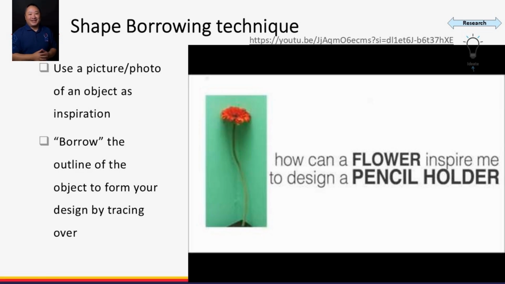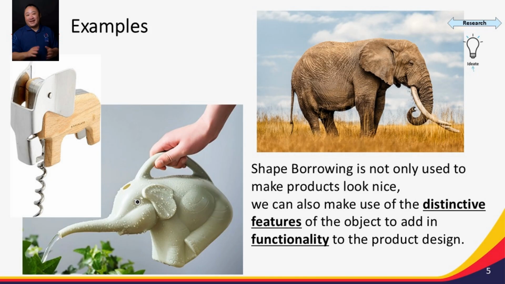Now, pause and in the second video link below, watch how shade borrowing can be applied to product design. As you can see from the video, shade borrowing can be used to inspire endless possible products, only limited by your imagination. Not only does shade borrowing help to create nice-looking products, we can also make use of the distinctive features of the object we shade borrowed from to add certain functionalities to our product.